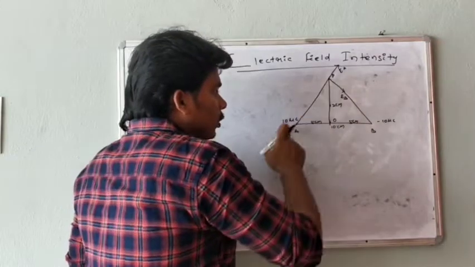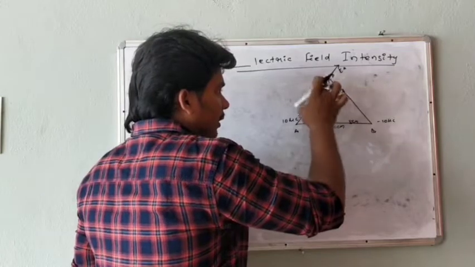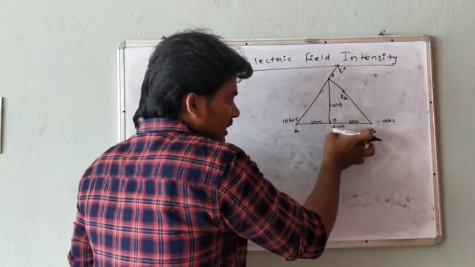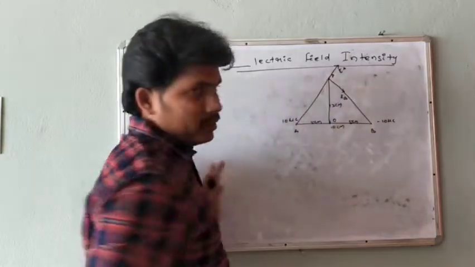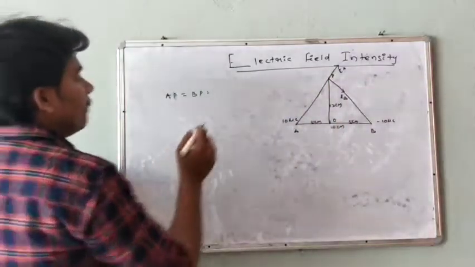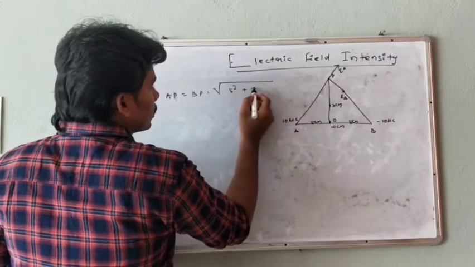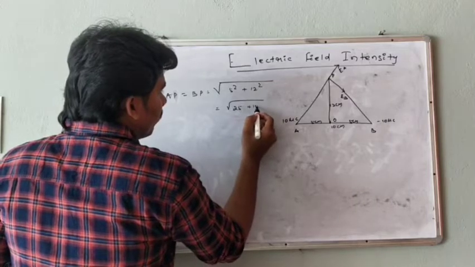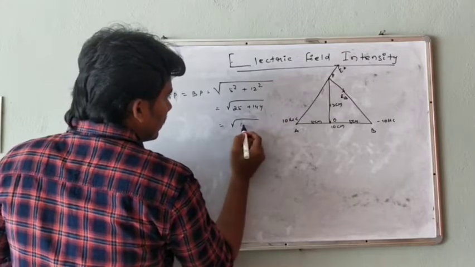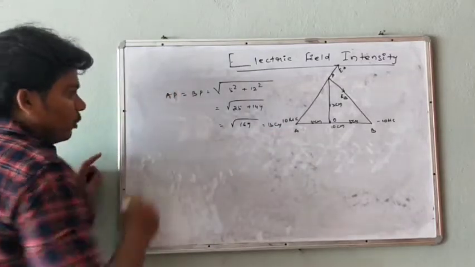Using the Pythagoras theorem, if this is 5 cm and this is 12 cm, what value will we get? The same way, if this is 5 and this is 12, the same value will we get here. That means AP equals BP equals the root of 5 square plus 12 square, which is 25 plus 144, giving root over 169, which is 13 centimeter. Means we got the value of R.